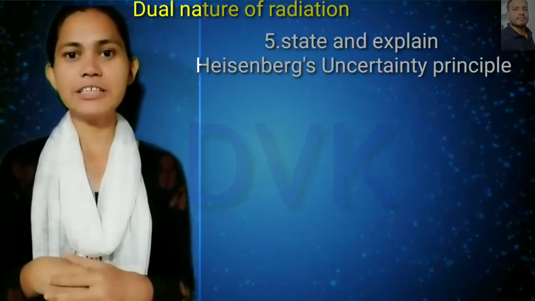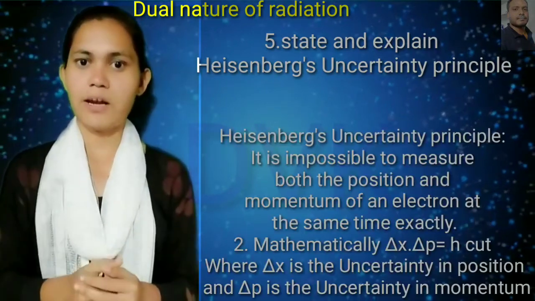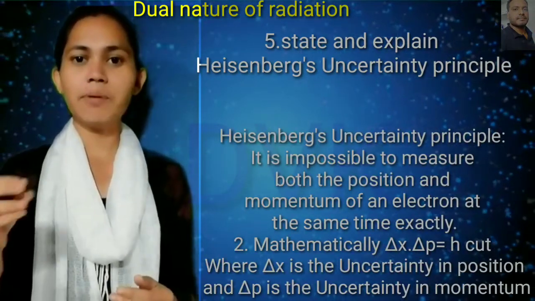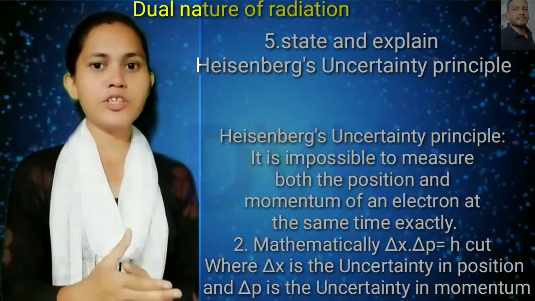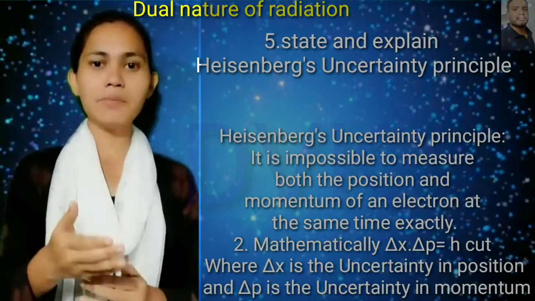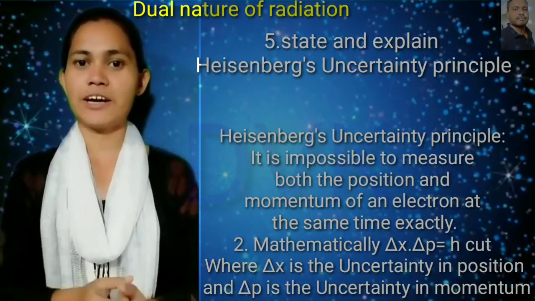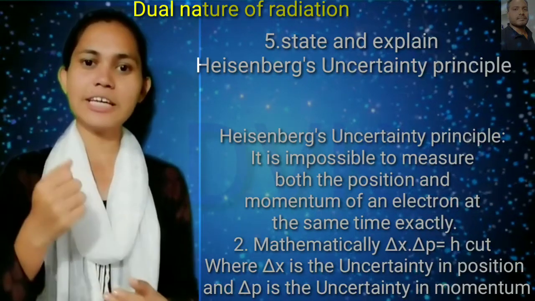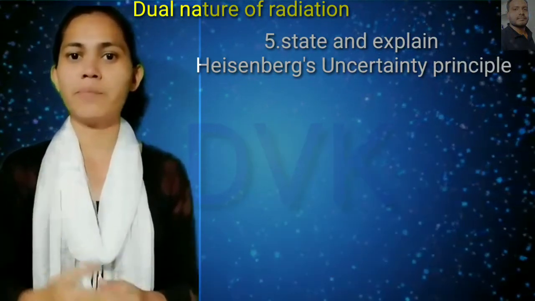The next question is, state and explain the Heisenberg's uncertainty principle. The Heisenberg's uncertainty principle is, it is impossible to measure both the position and momentum of an electron at the same time exactly. Mathematically, we can write delta x into delta p is greater than or equal to h cut, where delta x is the uncertainty in position and delta p is the uncertainty in momentum.